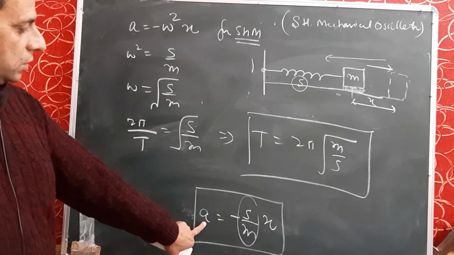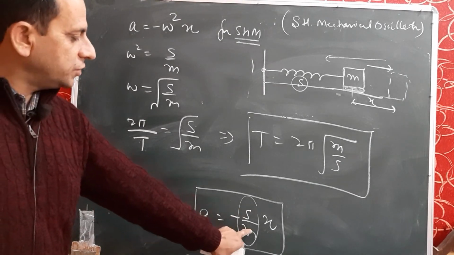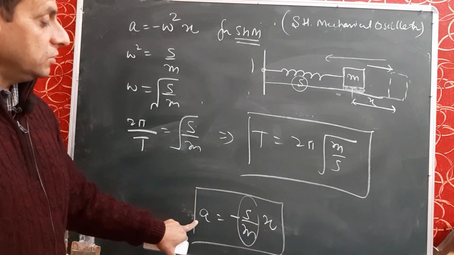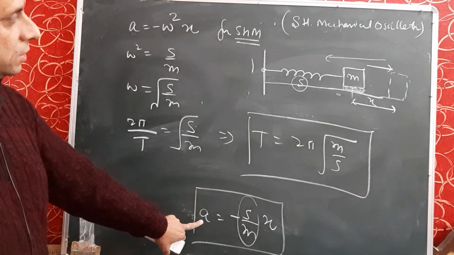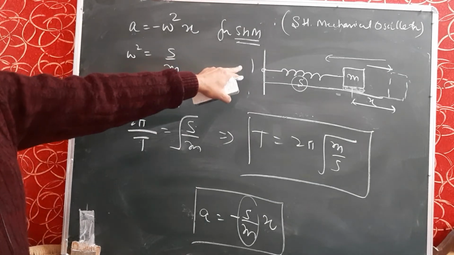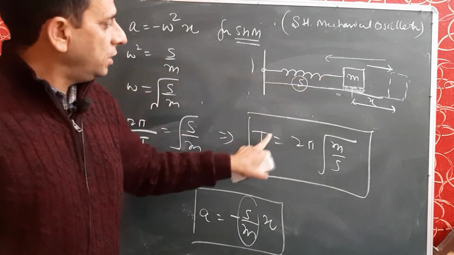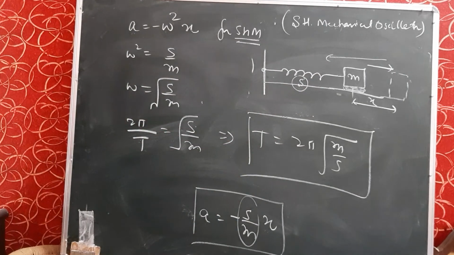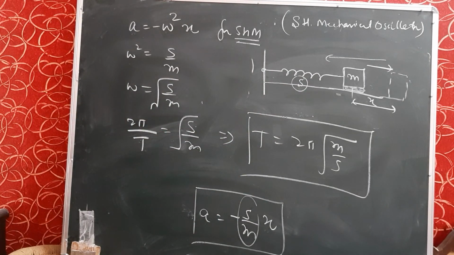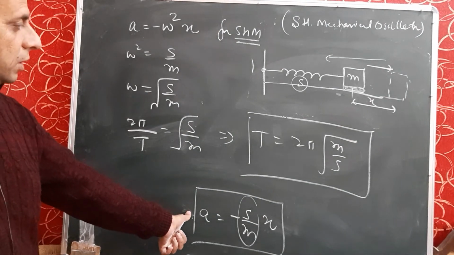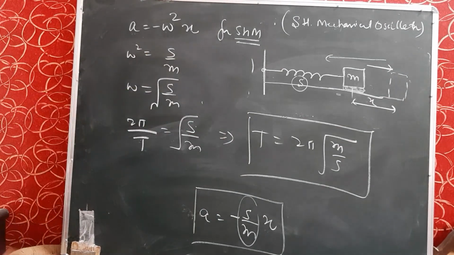So this shows a is equal to minus any constant into x. This is the equation for SHM. This equation proves that the motion is harmonic motion. And the time period for this harmonic motion is this. So we will prove these two formulae in all types of oscillators. Firstly, we have to prove the SHM equation. Secondly, we have to prove the time period.